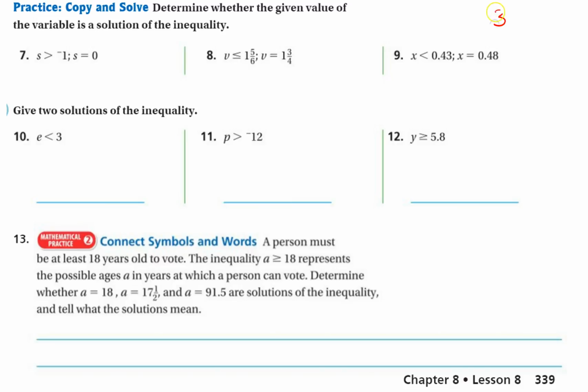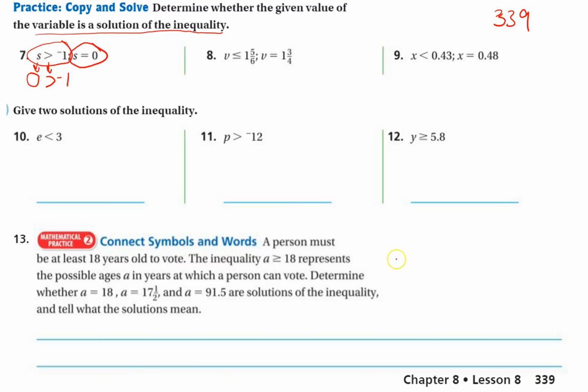Okay, I'm still on page 339, just going to the bottom part. Determine whether the given value of the variable is a solution of the inequality. So again, we're just plugging in and checking, same directions as before. So here's our inequality. They told us to plug in 0 for s, so I put 0 in for the s. Inequality stays, and minus -1. Is 0 bigger than -1?